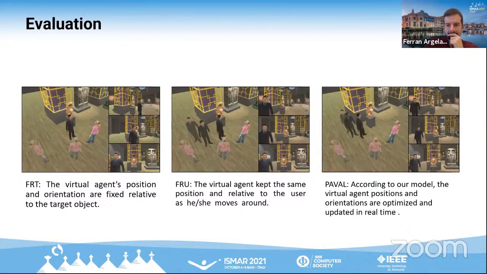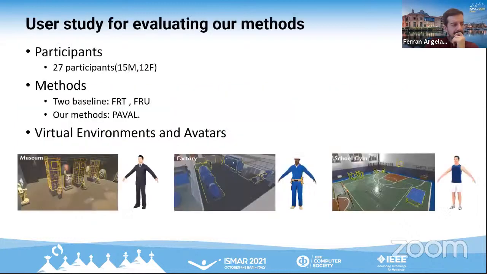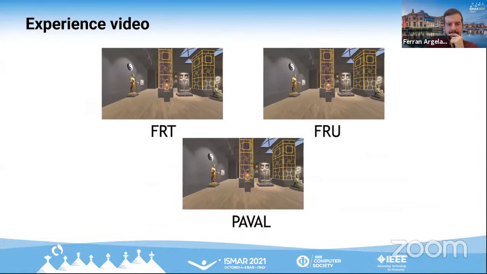For our method, Position-Aware Virtual Agent Locomotion, or PAVL, the virtual agent positions and orientations are optimized and updated in real time. To evaluate our methods, we conducted another user study where 27 participants rated the 3 positioning methods based on 3 measures in 3 different virtual environments. Each participant compared 3 different virtual agent locomotion techniques by exploring the virtual environment with the free walk, until they were able to evaluate each method. Everyone experimented in 3 scenes in the Latin square order.